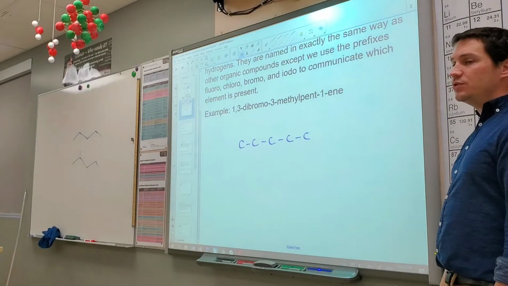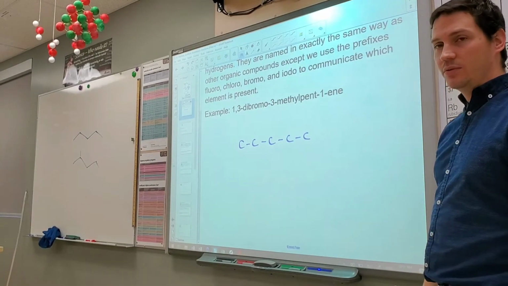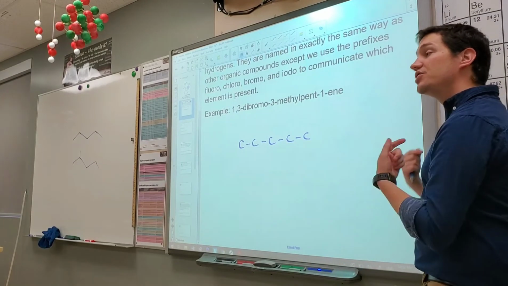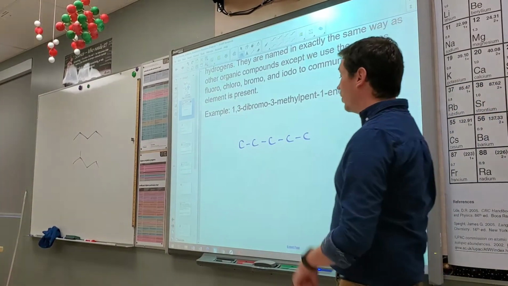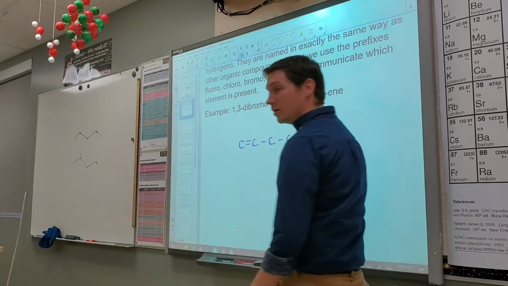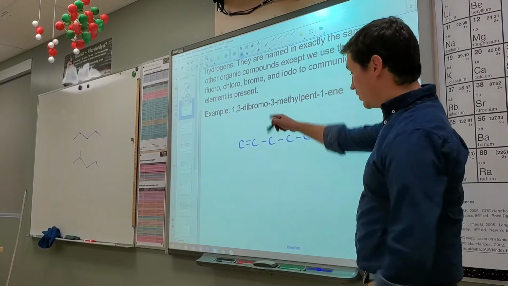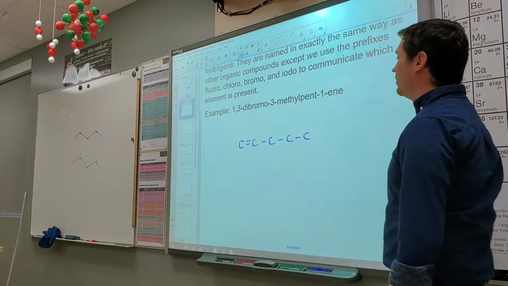And what do you notice? What's unique at the very end of this molecule? Ene. Where's it going to start? At carbon number 1. So I would put it here, right? I would go 1, 2, 3, 4, 5, and I would start it at carbon number 1.